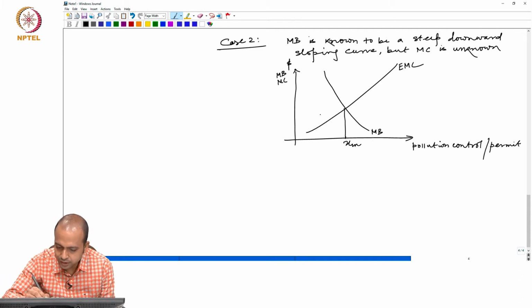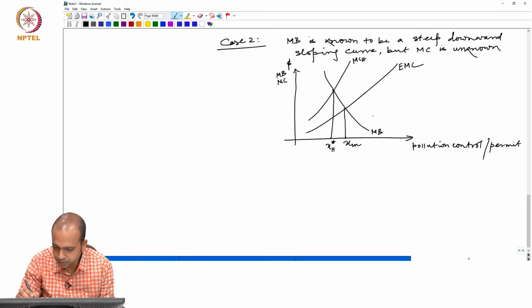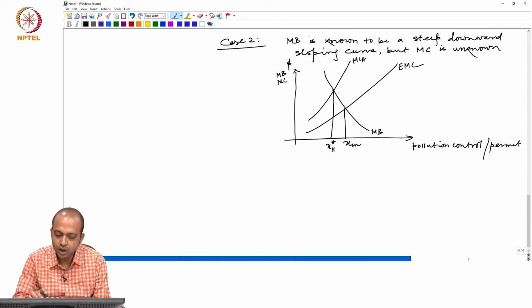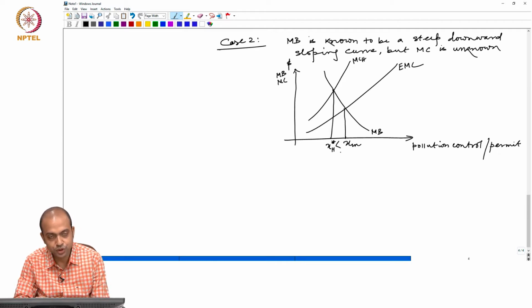Now, if your X, this is, let us say, marginal cost higher. So, this is XH star, and let us say, so in this case, what is happening? In this case, again XH star is lower than this. So, that means firms are forced to go up to XM level of pollution control, right.